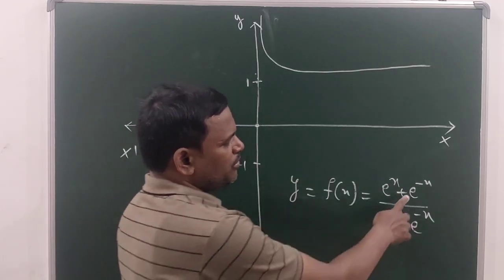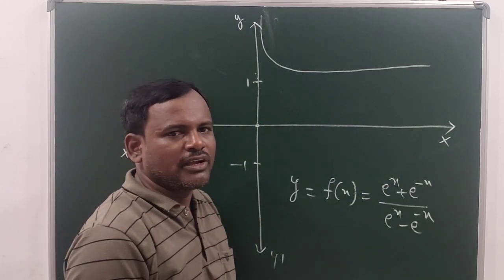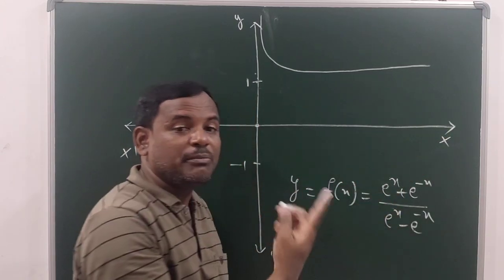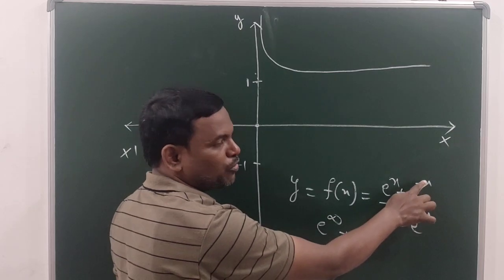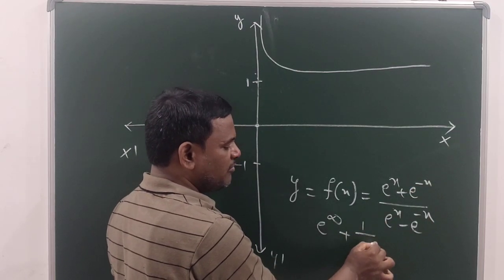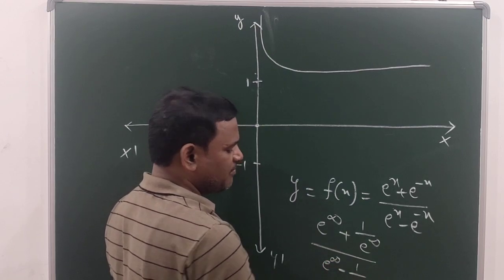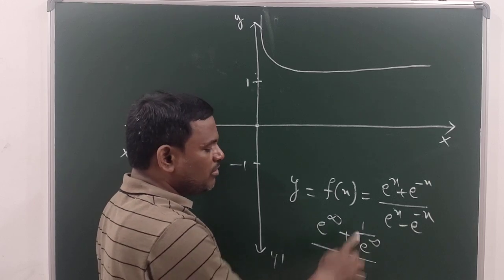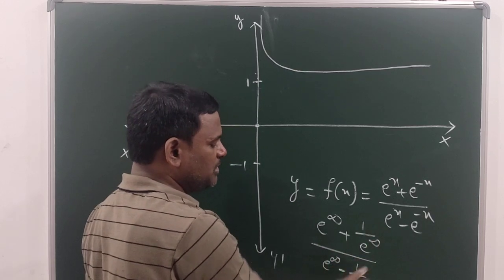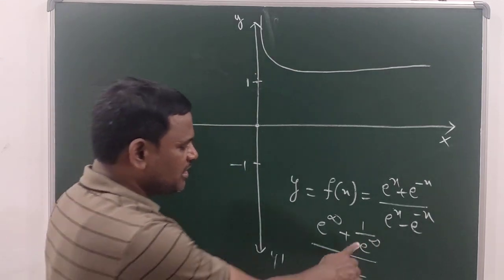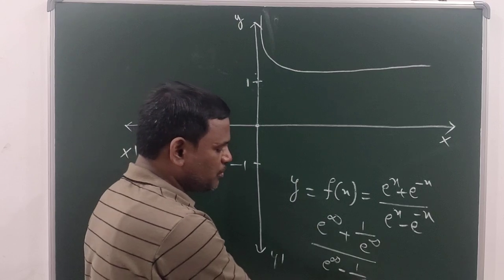Why? See, here we are moving from left to right. If you assign x equal to a very big value, like infinity, what do you get? e power infinity plus e power minus infinity, which can be written as 1 by e power infinity, over e power infinity minus 1 by e power infinity. Now 1 by a very big value almost approaches 0. This is going to be 0, this is going to be 0. Am I right? Because the denominator is a very big value, that approaches 0.